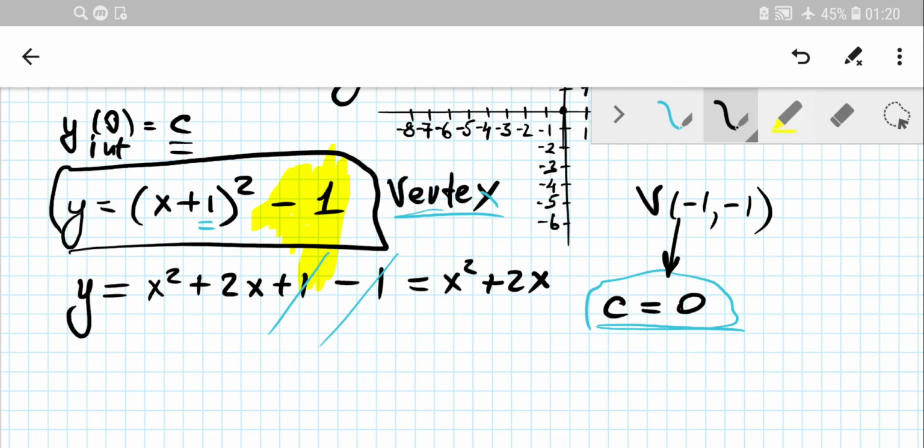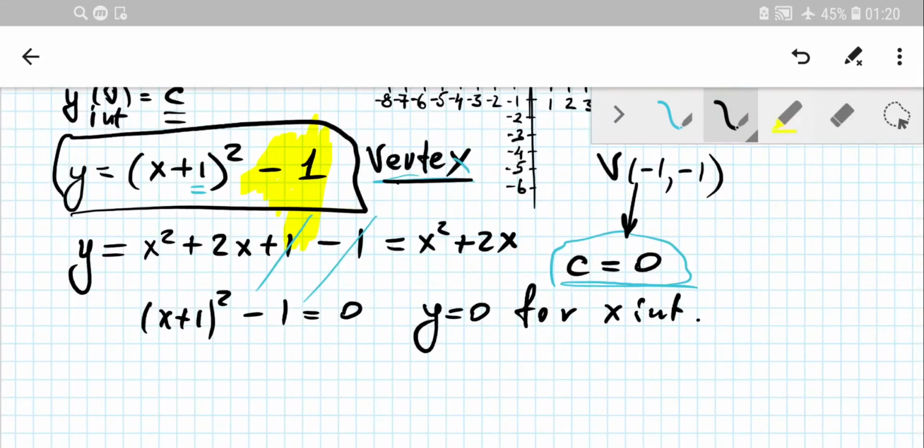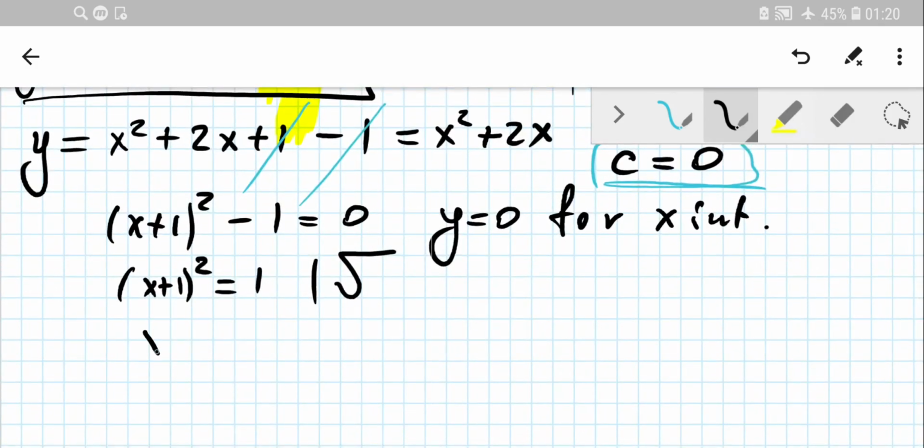However, to get the x-intercept from vertex form, you simply set x plus 1 squared minus 1 equal to 0, because that's when y is 0, right? You can easily solve this, and you don't need to expand. Take the square root of both sides. You will get x plus 1 equals, be careful, plus or minus, two solutions of the square root of 1, which is 1. So x1, when you take positive 1, gives 0, and x2, when you take the negative, gives negative 2.